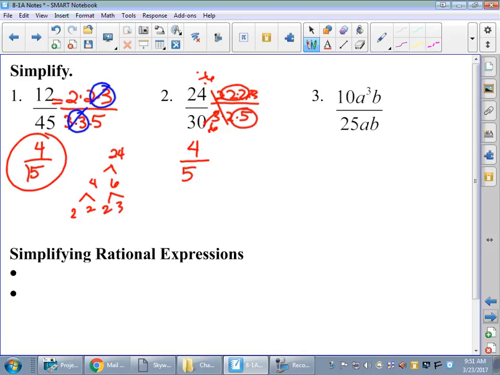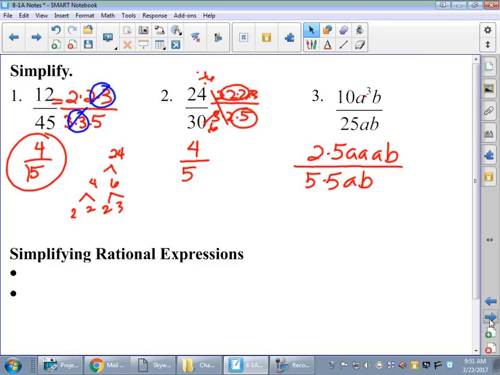Number 3, we actually saw earlier in the year, this is a monomial. The only way we can factor these is to break down that a cubed. So we could call 10 2 times 5, and we could call a cubed a times a times a, if we expand it. And then write down the b. 5 times 5, a, b. Monomials really don't follow the rules of factoring like binomials and trinomials. Cross off the common factors. What I'm left with is 2a squared over 5.